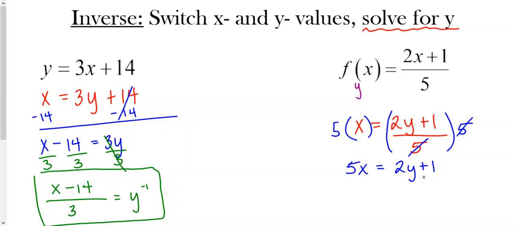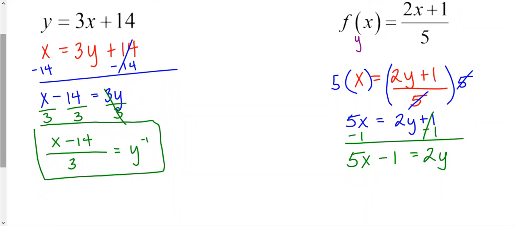All right, next step, I'm going to subtract 1 from each side. That cancels out the 1. 5x minus 1, those are not like terms, so we leave it as 5x minus 1 is equal to 2y. And finally, our last step, divide each side by 2. So divide everybody by 2. Cancels out the 2 in the front. 5 divided by 2, that won't give us a nice number. 1 divided by 2, that won't give us a nice number.